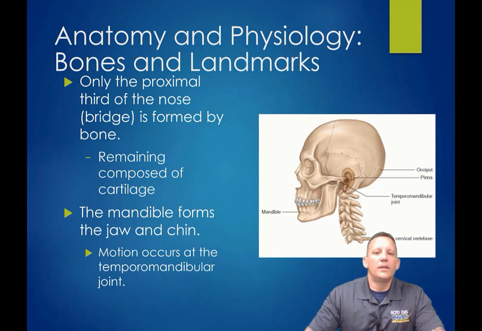So in regards to the nose, everybody should understand that the proximal third of the nose, which is the area closest to the actual skull, is the only part that's actually formed by bone. The rest of the nose is actually composed of cartilage. It's flexible and not very hardened, and the mandible forms the jaw or the chin. And remember that the mandible is the hinged portion of the skull that allows chewing to happen. This motion occurs at the temporomandibular joint.